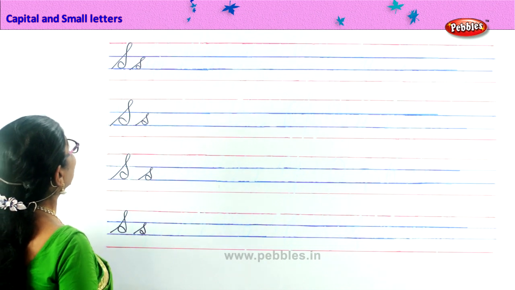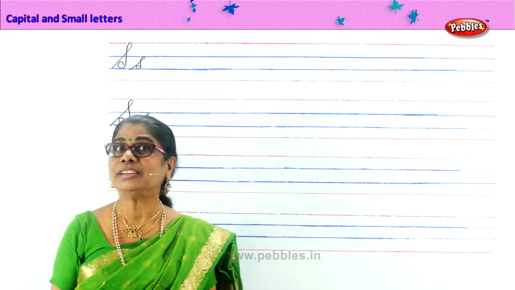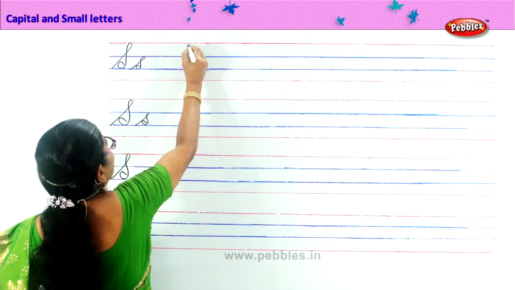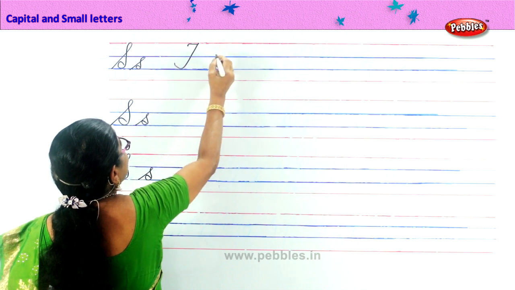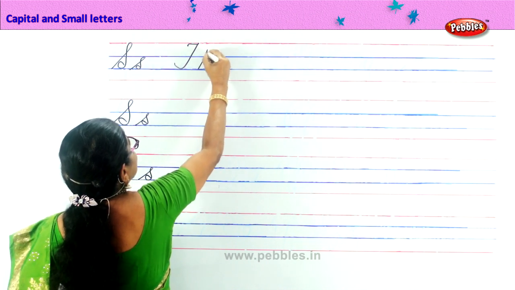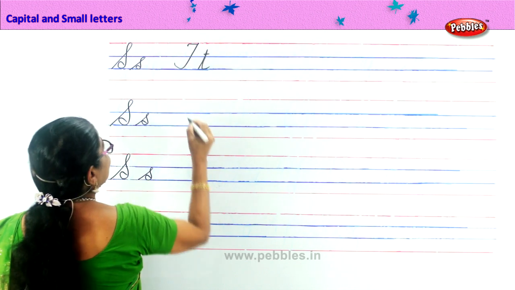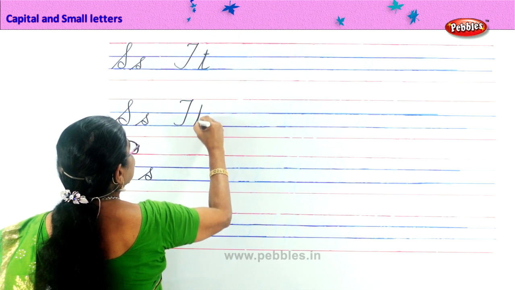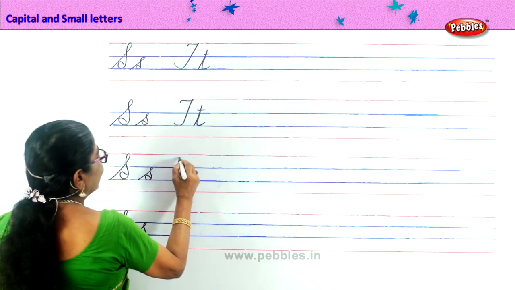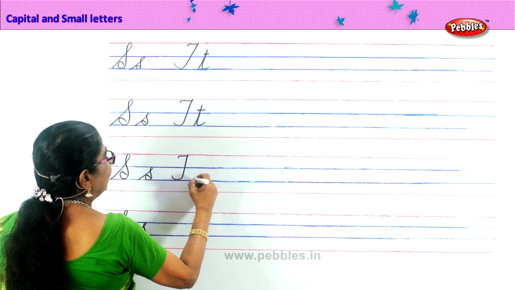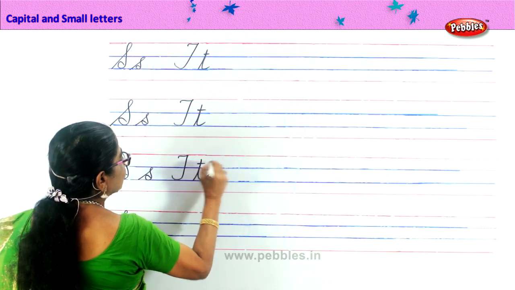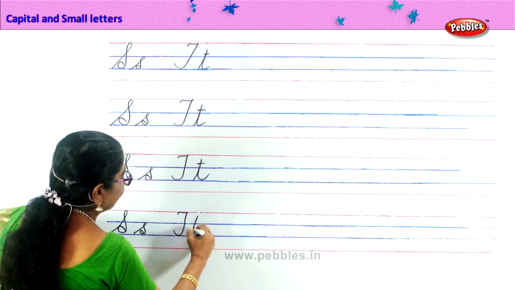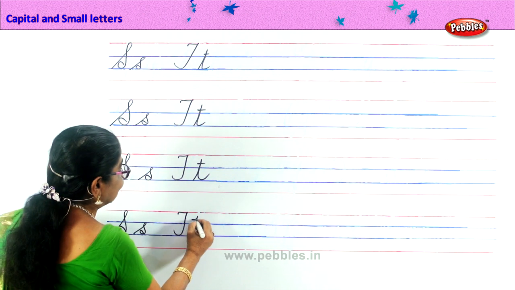Good. Next, what are we going to write? T, turtle. Capital T, small t. The capital T is very nice. T and the small t doesn't touch the top. That's it. The capital T is like this. The small t doesn't touch the top. That's it. T. Capital T, small t. Capital T, small t. Isn't it easy?